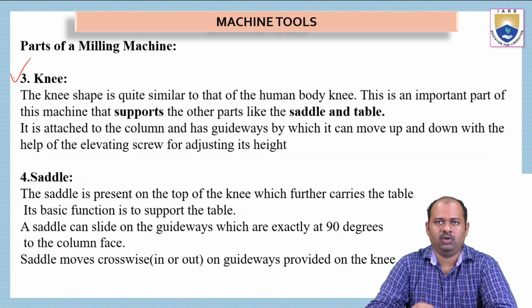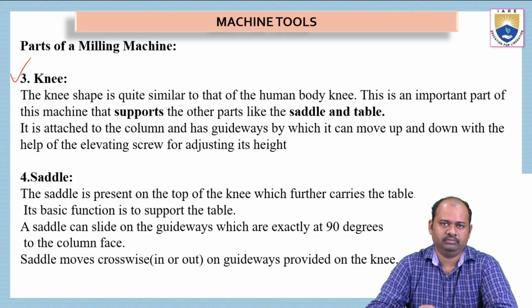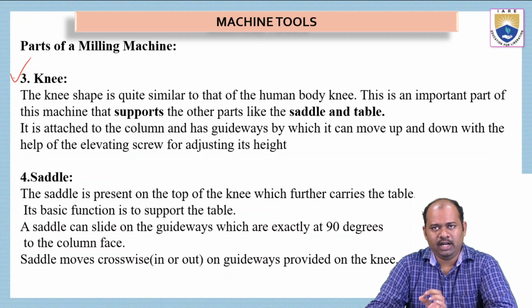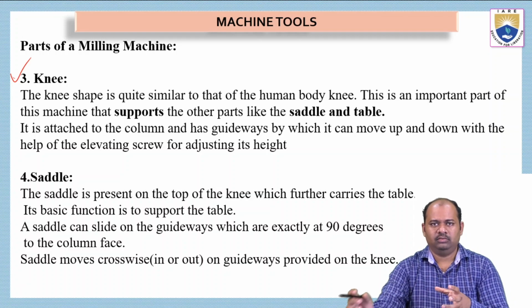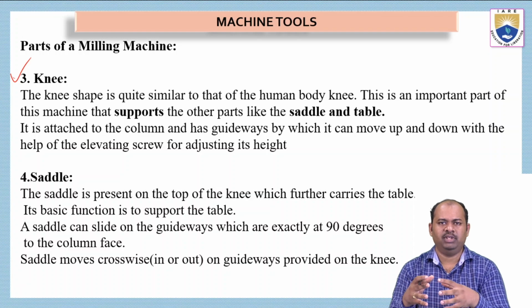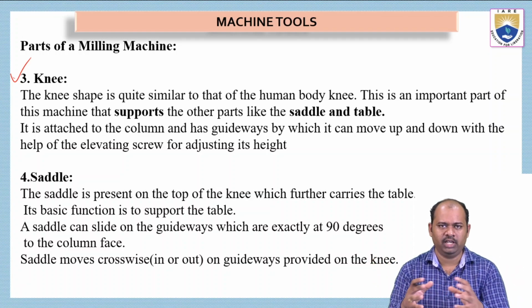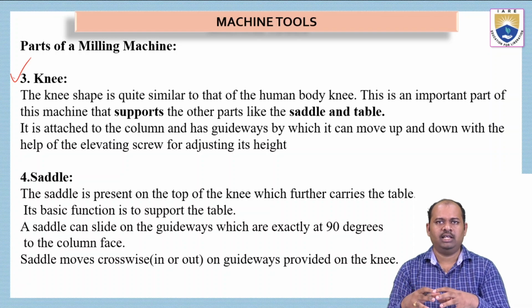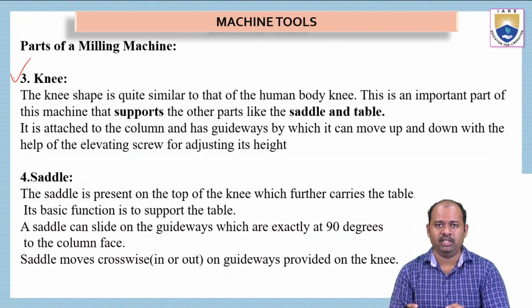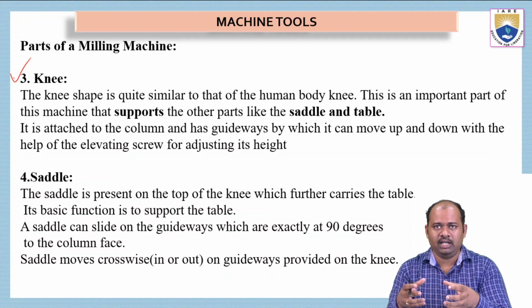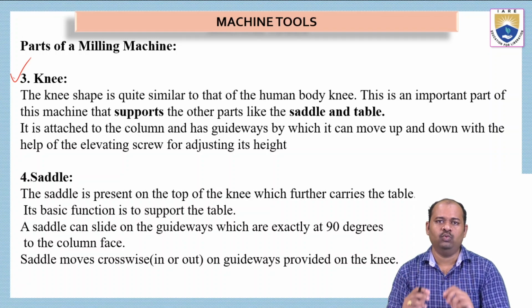It is attached to the column and has guide ways by which it can move up and down with the help of elevating screw for adjusting its height. Okay, the column has guide ways, so we can understand this milling machine is so huge. It is very large in size when compared to a lathe machine, and it has a column attached and has some guideways on which this saddle and table can move.